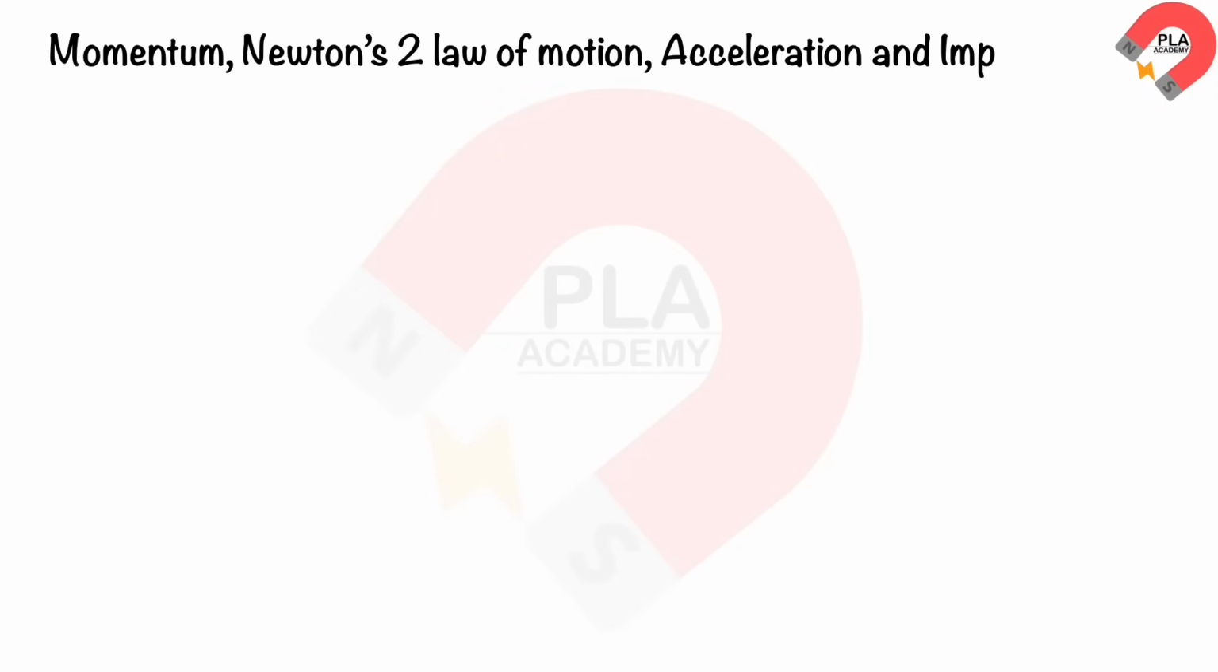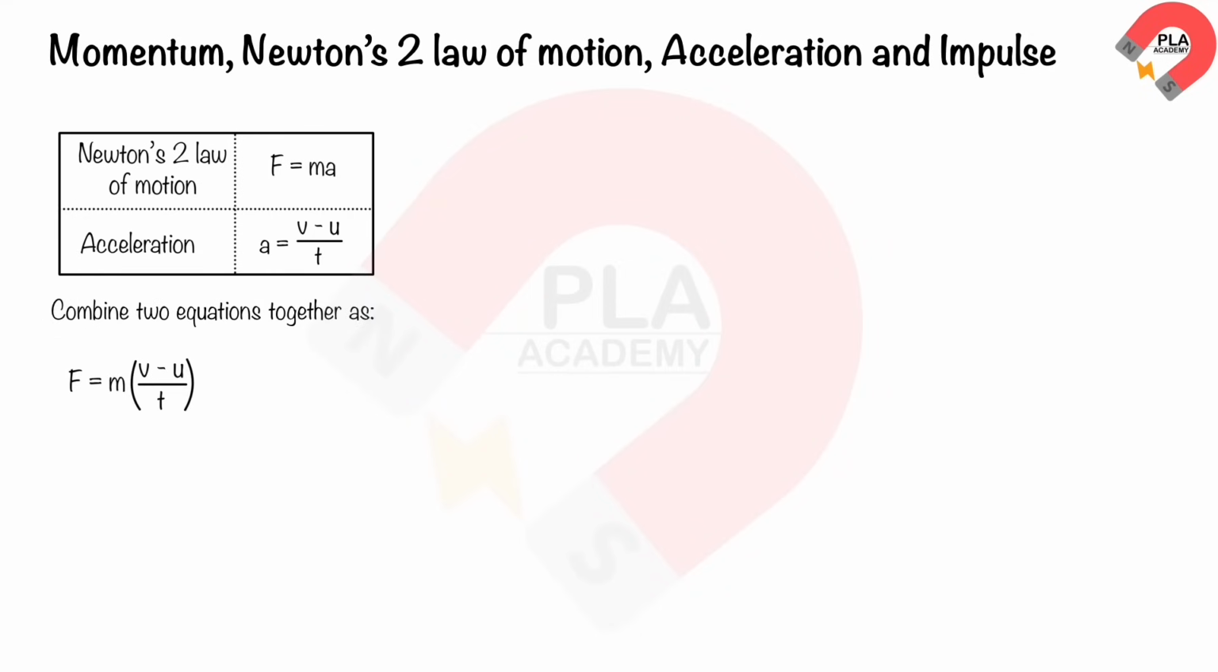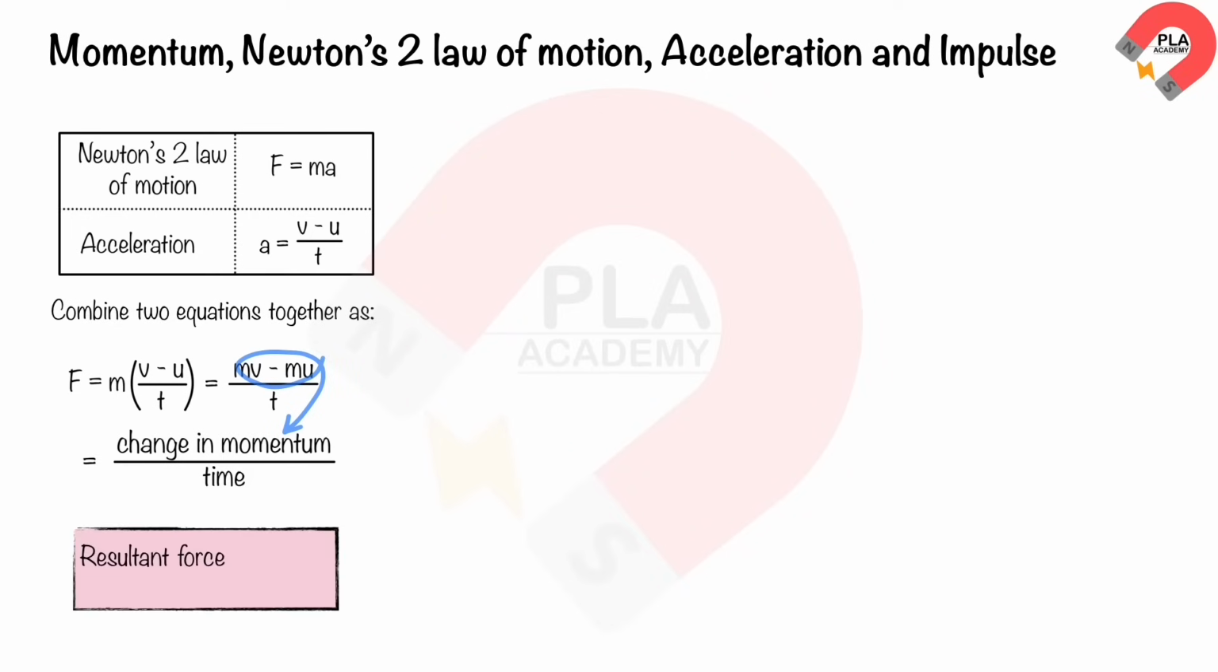Momentum, Newton's second law of motion, acceleration and impulse. From Newton's second law of motion, F equals ma. From the acceleration of the object, a equals v minus u over t. We combine the two equations together and get F equals mv minus mu over t. This is the change in momentum per unit time. We can conclude that the resultant force is the rate of change in momentum. We can write the equation as shown.